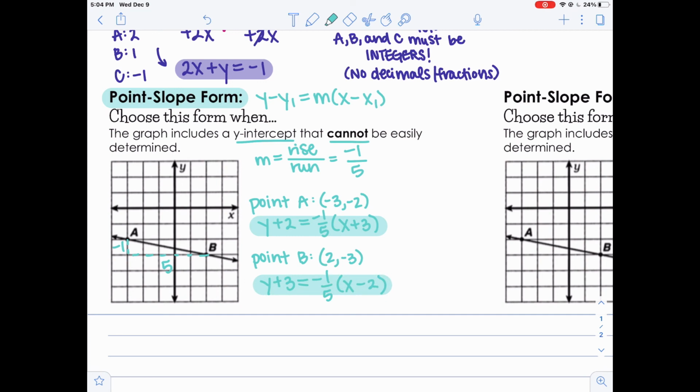We want to choose this if we don't know the y-intercept. Obviously, if we do, then we would choose that form.